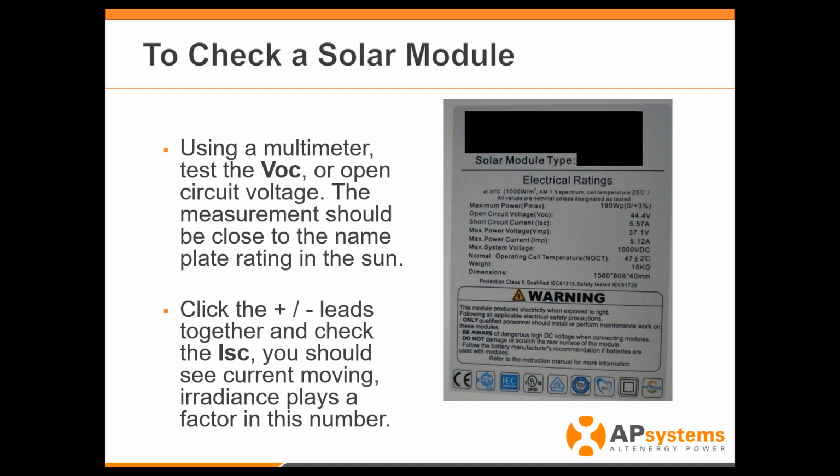The other great test that I like to do, and it's another good reason to have that multimeter with the DC current measurement, is to be able to click the leads together and verify that you've got that current movement in that panel. And again, all this information can be looked at on the backside of the module. The voltage, as we know, even with just little sun, the VOC is going to get up there pretty quick. The current is based on the sun, based on the irradiance. So that number right there will vary quite a lot depending on how much sun you get.